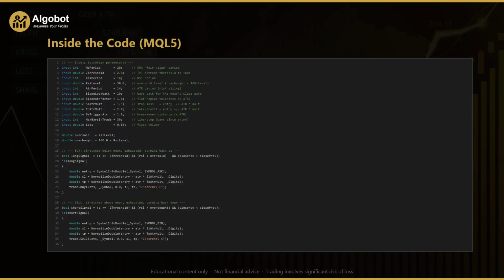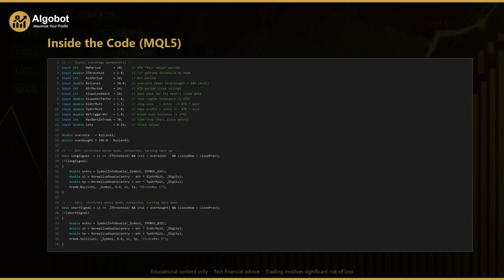Let's look at the actual MetaTrader code driving this. At the top, you can see the input parameters. MaPeriod sets the moving average length used as fair value. ZThreshold is the Z-score extreme we fade, defaulting to 2. RsiPeriod and RsiLevel control the relative strength index and its oversold level, with overbought calculated as 100 minus that level. AtrPeriod feeds the average true range used for sizing risk.